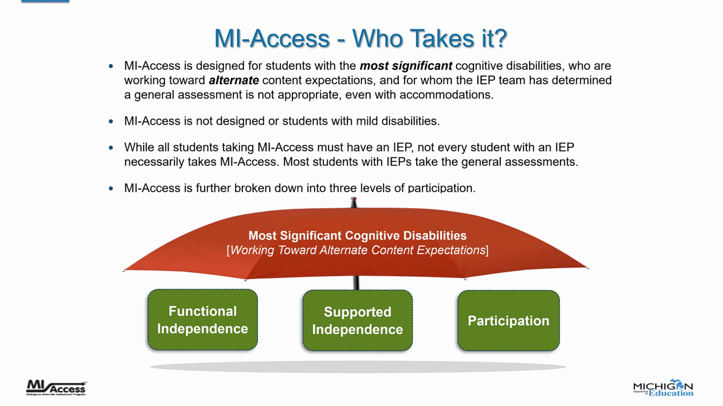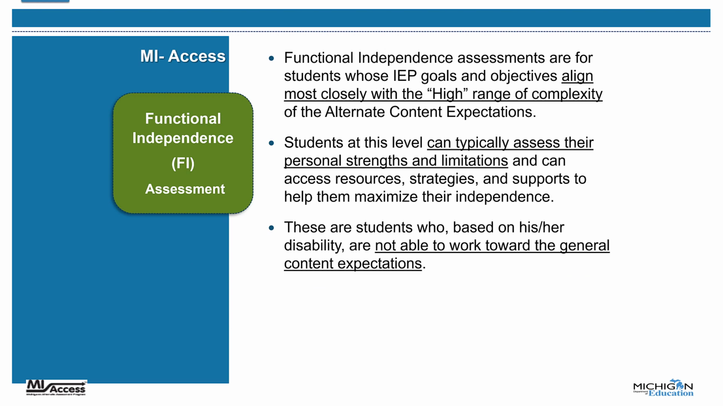Within MyAccess, there are 3 levels of testing, which are functional independence, supported independence, and participation assessments. Let's start with the functional independence assessment, often referred to as FI. Students at this level have IEP instructional goals and objectives that closely align to the high range of complexity when working towards the alternate expectations.